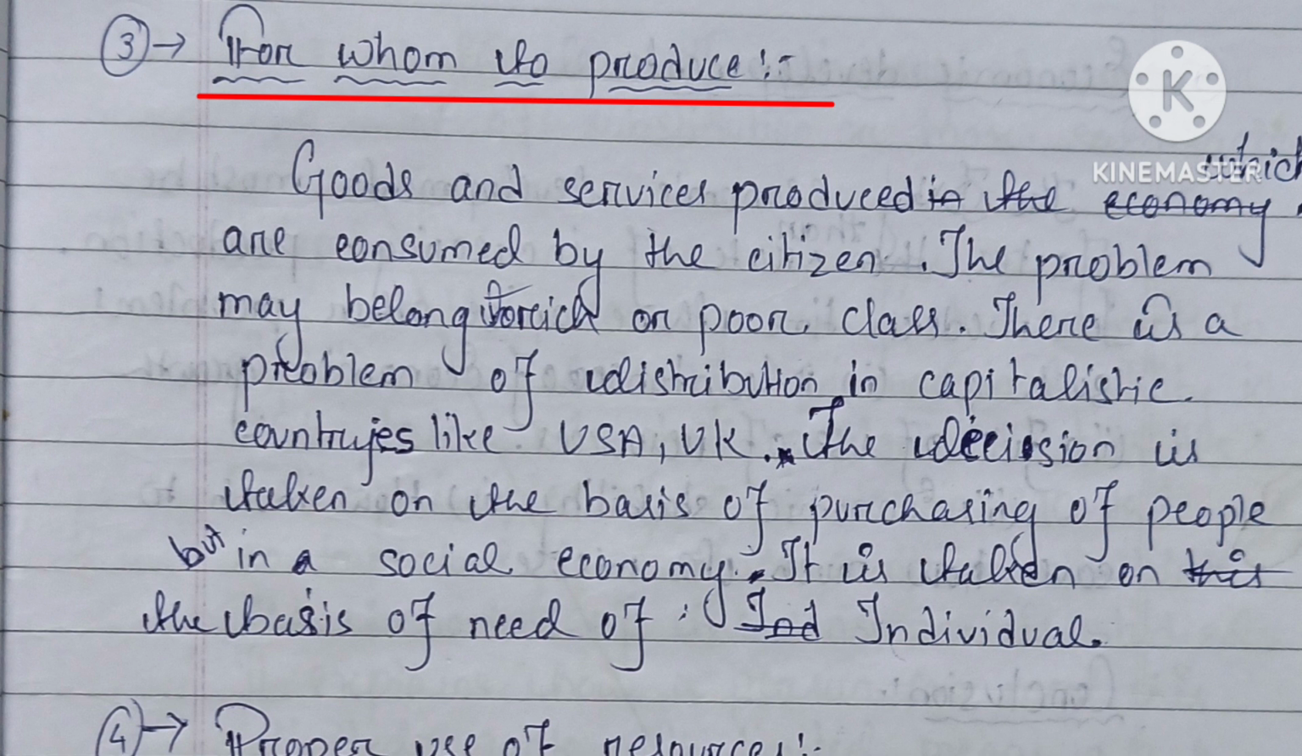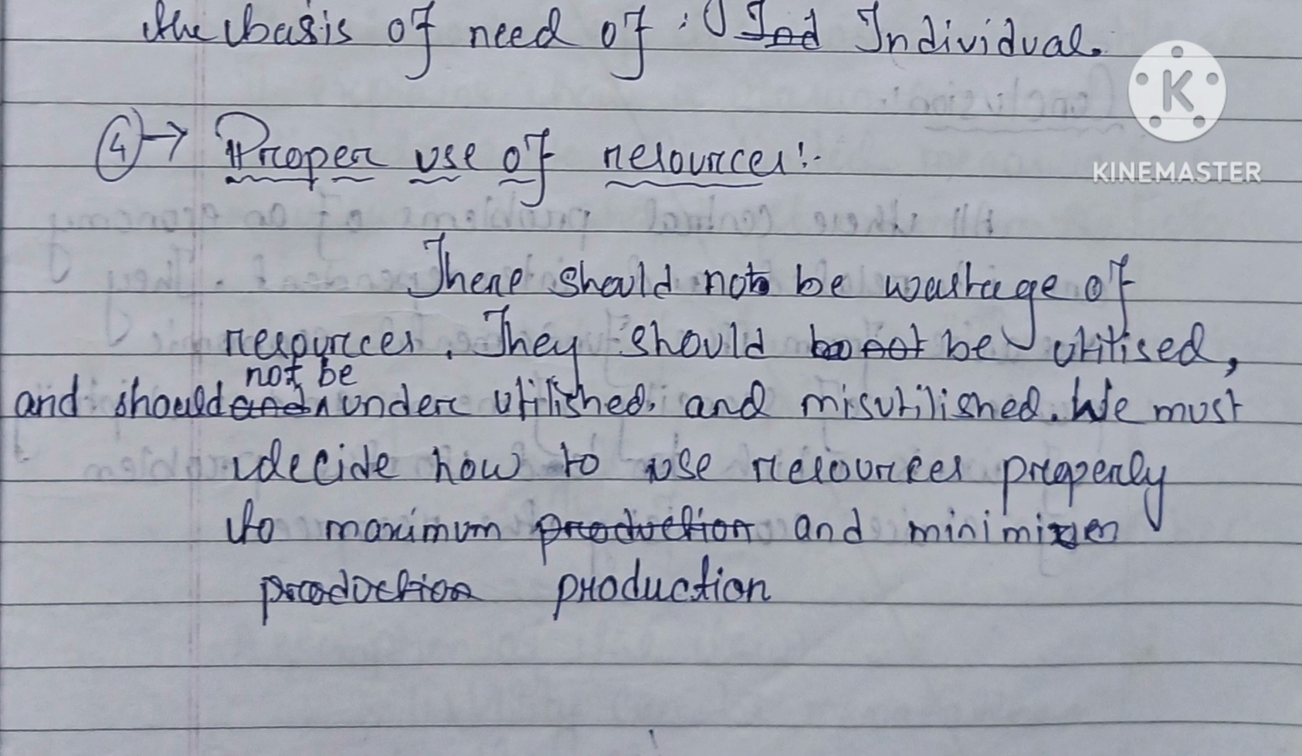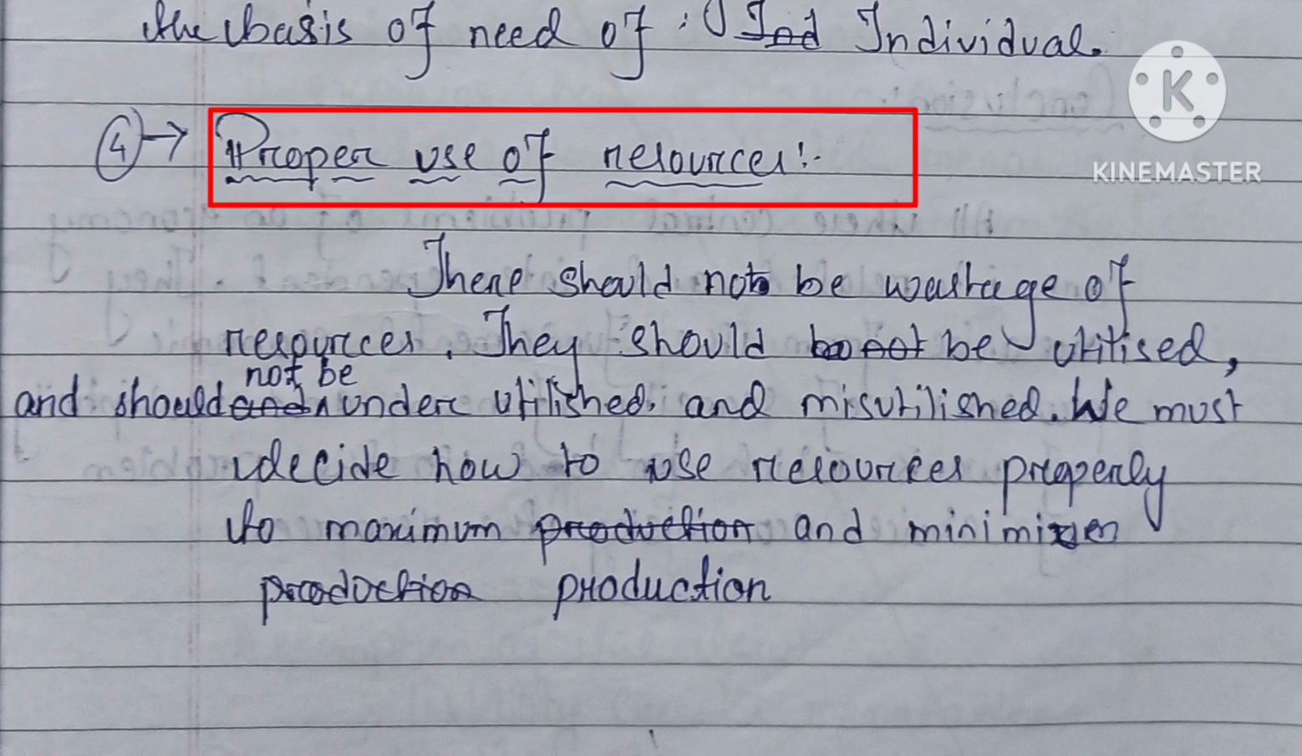For example, if you are producing refrigerators, it is for whom? For the rich section. If you are producing ironworks, for whom? For the lower and middle class section. Like this, you have to make a decision. And the fourth point now is proper use of resources. So this point, allocation of resources, you can also write. There should not be wastage of resources.